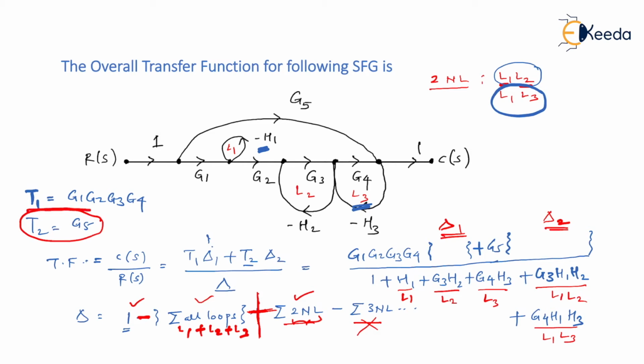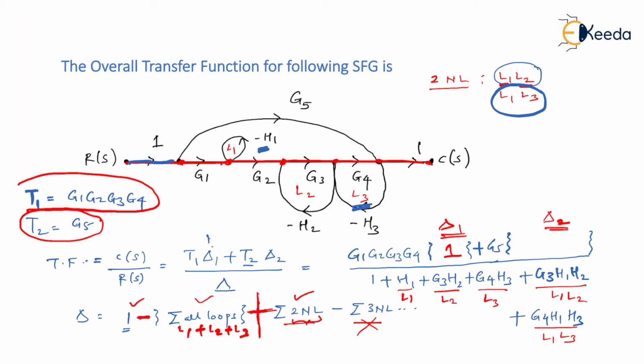Look at T1. When I'm saying T1, it is G1, G2, G3, G4. So it is touching all the loops over here. Since it is touching every loop, we have to remove every loop, and therefore delta 1 will remain 1. Because after removing all types of loops from delta, what remains in delta is only 1. What about delta 2? Let us see.